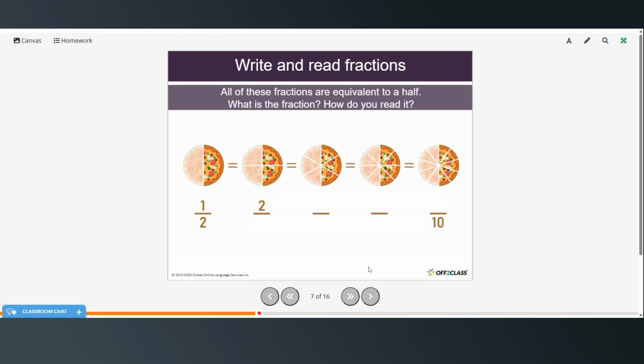All right, so all of these fractions are equivalent to a half. So what is the fraction and how do you read it? So here we would have 1/2. Here we have 2 out of 4, so 2/4. 3 out of 6, so 3/6. And here we have 4 out of 8, so 4/8. And here we have 5 out of 10, or 5/10. So all of these fractions still represent 1/2 of the pizza.